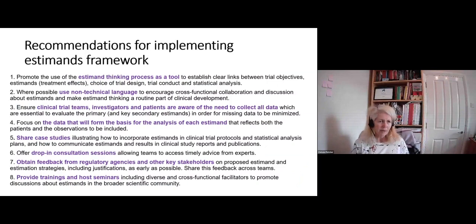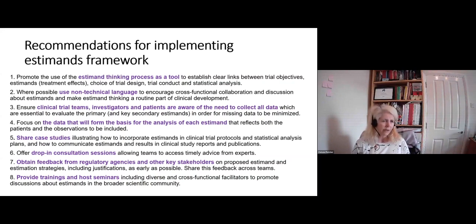And we had 8 recommendations in our paper. So we think the Estimand thinking process is a tool to help think through trial objectives to the Estimands, the treatment effects. That does lead into the choice of trial design, how we then conduct and collect data and follow patients into the planned analysis methods.